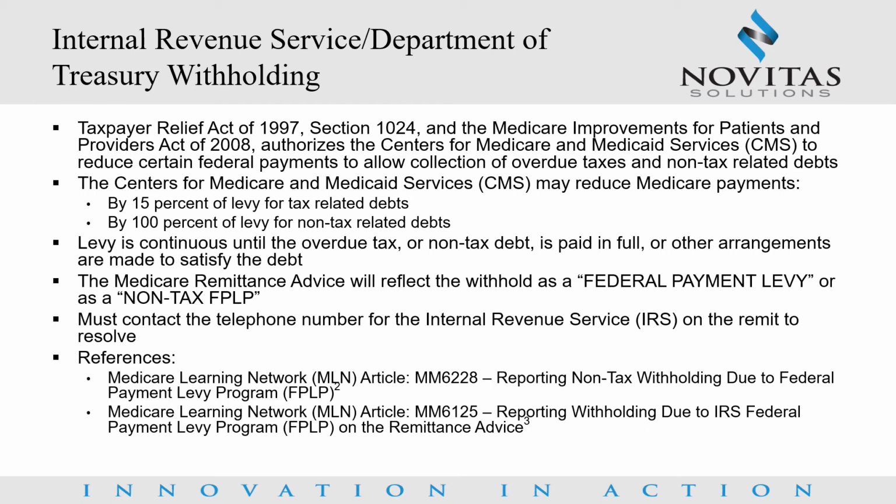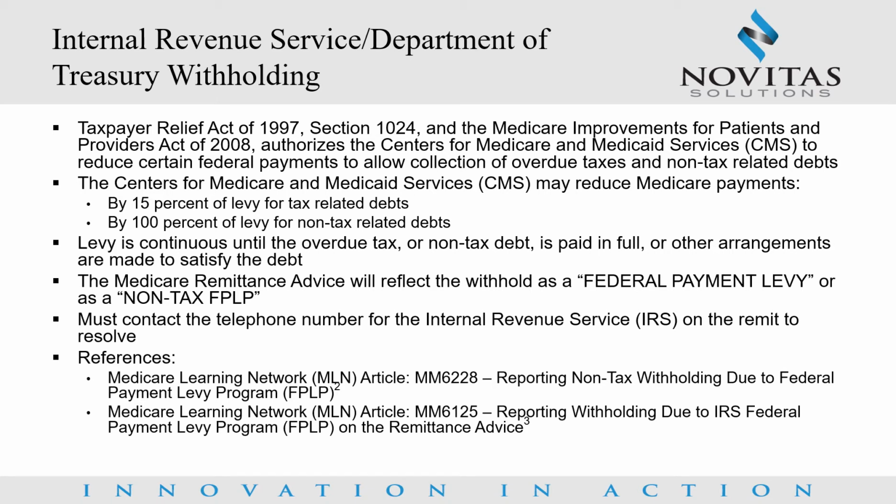Internal Revenue Service, Department of Treasury withholding. Another type of withhold you may see is related to unpaid debts owed to other federal agencies. These types of withholds are not related to Medicare claim payments, but could be related to something like an educational loan, for example. The Taxpayer Relief Act of 1997, Section 1024, and the Medicare Improvements for Patients and Providers Act of 2008 authorizes the Centers for Medicare and Medicaid Services, also known as CMS, to reduce certain federal payments to allow collection of overdue tax and non-tax related debts through a levy on certain federal payments.